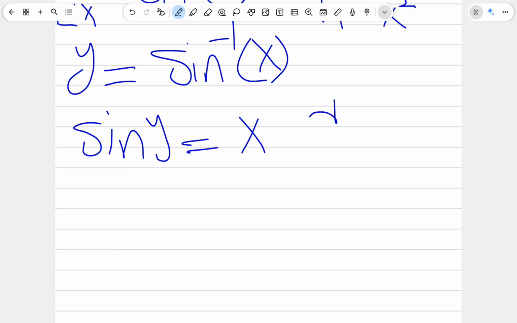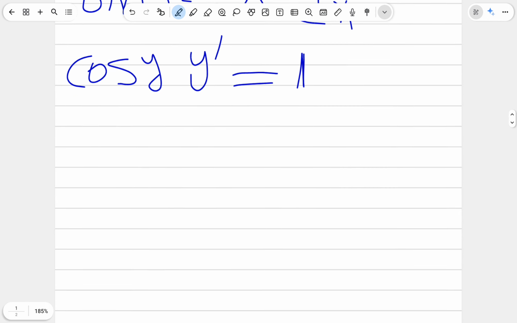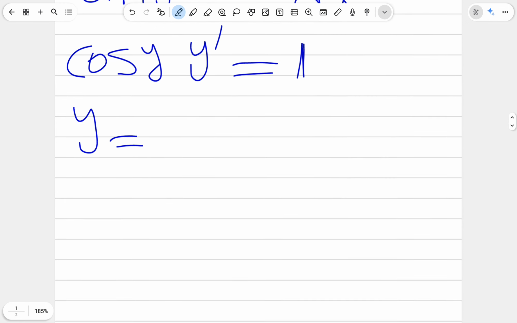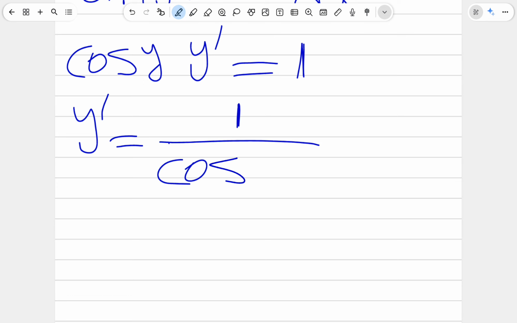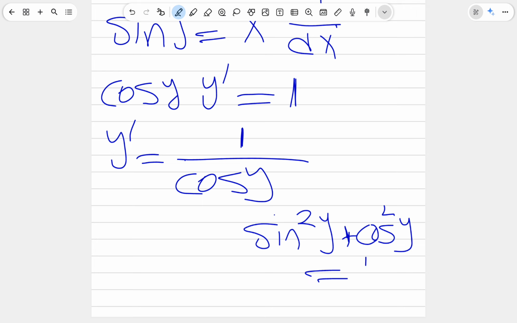We will take the derivative with respect to x. So the derivative will be cosine y times y dash equals 1. So y dash will be equal to 1 over cosine y. Now we will use the identity sine squared of y plus cosine squared of y equals 1.